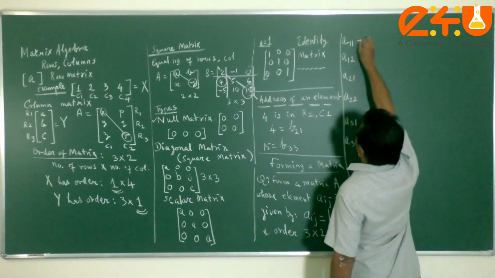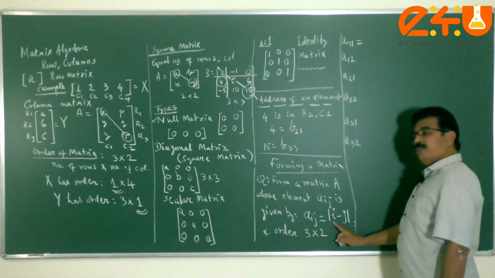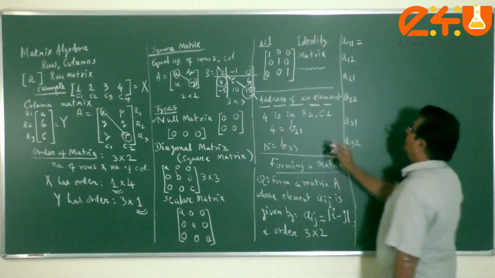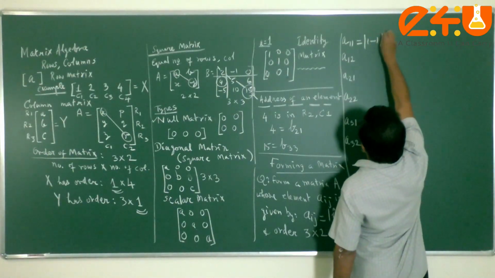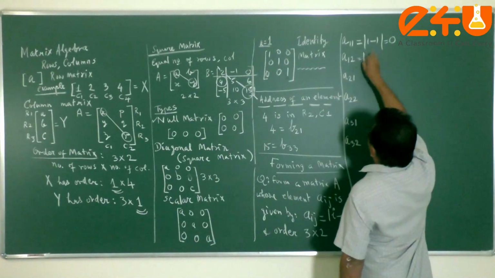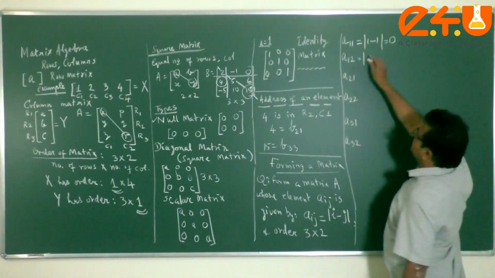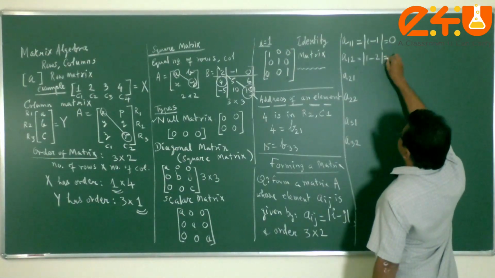Now I have to evaluate what A11 means. So 1 for i and 1 for j. So 1 minus 1, the answer is mod 0, which is 0. Very simple. i minus j, so for the next it is 1 minus 2. You can see how easy it is.